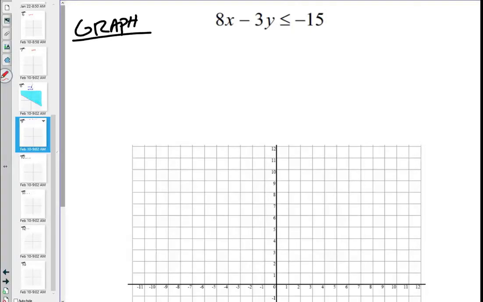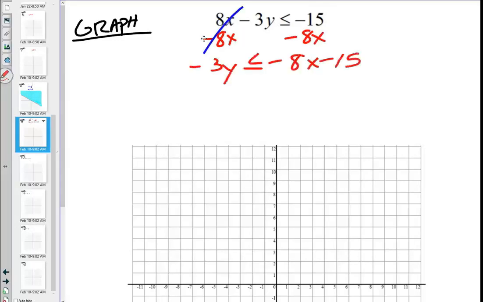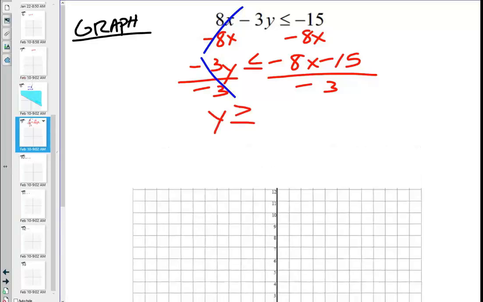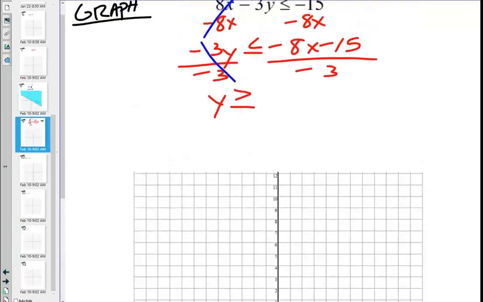Okay, so if you solve for y like you were supposed to, the first thing you should have done is subtract 8x from both sides. Negative 3y will drop down, less than or equal to negative 8x minus 15. Then we divide by negative 3 on both sides. y will not be by itself like I wanted it to be, but what can I not forget? You have to flip the sign. Thanks, Mohammed. Yes, you do. But then I have to divide each term by negative 3.